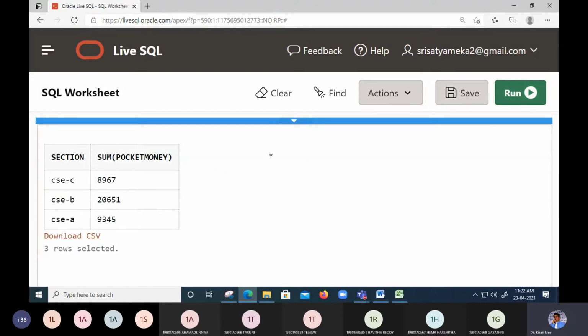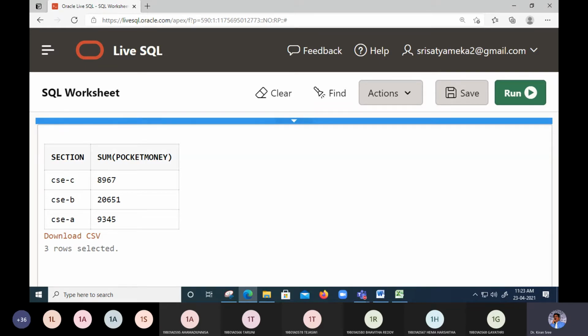You got this answer, okay? The sum of money with C section was 8967. The sum of money with B section was some 20,000. The sum of money with A section was 900. So is it ordered? It is in descending order: C section, B section and A section.